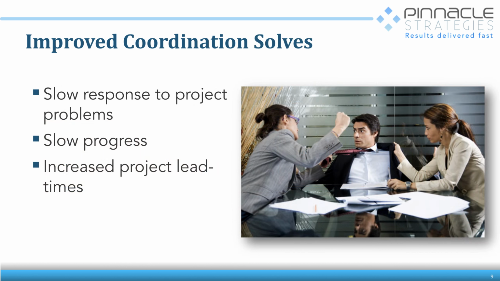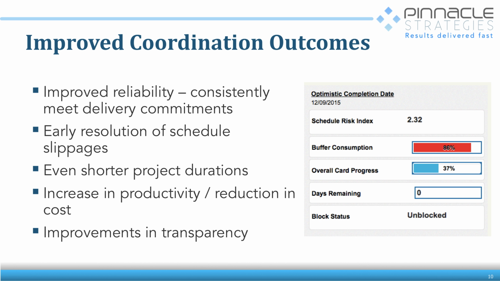The big thing that improved coordination solves is the on-time problem, all right? But also what we're working on is improving the response time to risk. If there's a problem, we are trying to reduce that time to respond. And when that happens, we see projects start to pick up pace, and then we'll also see a reduction in project lead times. All right? So when we see these slides, what I'm pointing to are the problems that we're solving. These are the outcomes, right?